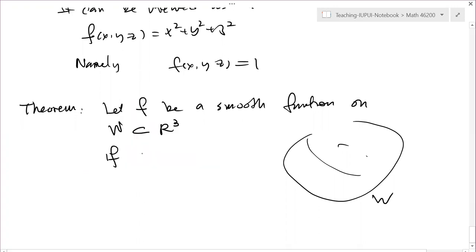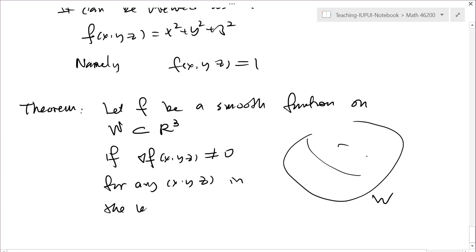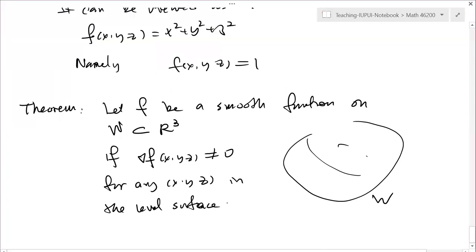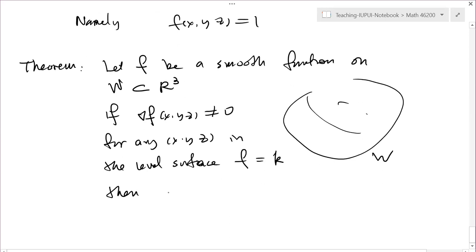So here's the point. If the gradient of f is not 0 for any x, y, z in the level set, then this is a surface. A level surface doesn't necessarily mean it's a real surface, right? A level surface is determined by f equals a constant. Then the level surface is a smooth surface.